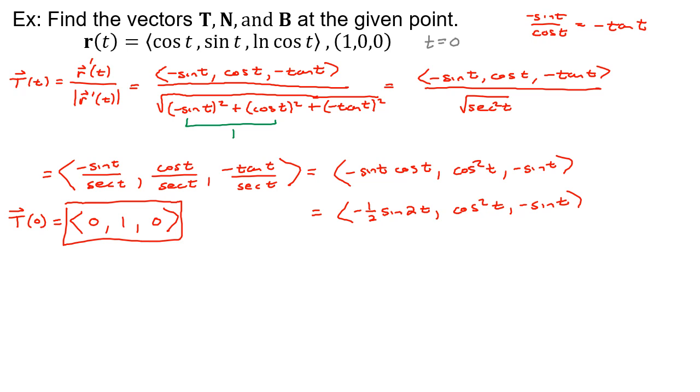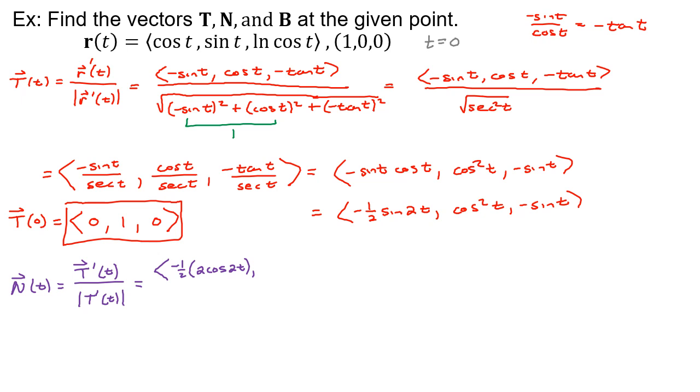And so on my N vector, remember that's T prime divided by the magnitude of T prime. And I'm going to do the same thing I did in the last one. I'm going to work the top part out, figure out what that vector is, and then do the magnitude of that for the bottom. And so T prime, cosine goes to sine. Sorry, I said that backwards. Sine goes to cosine when you take its derivative. The 2 would come out in front, and so I'd end up with 2 cosine 2t.